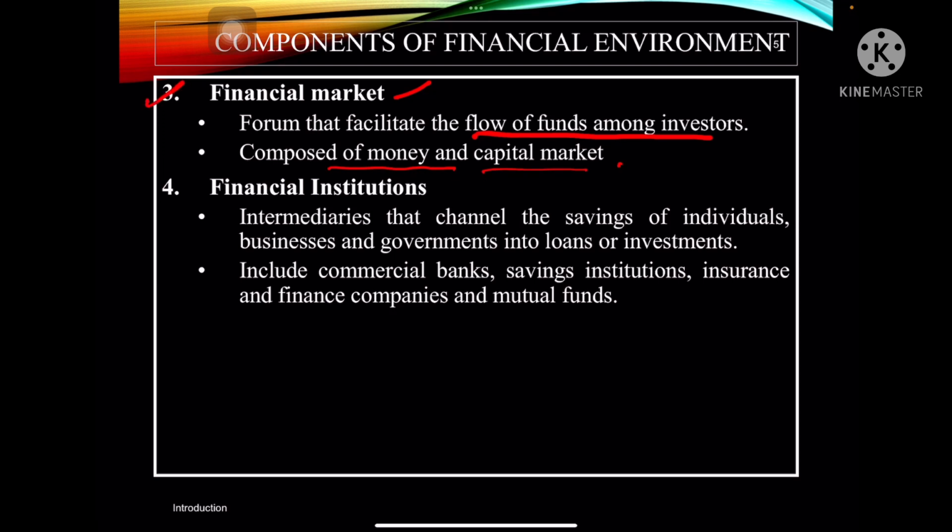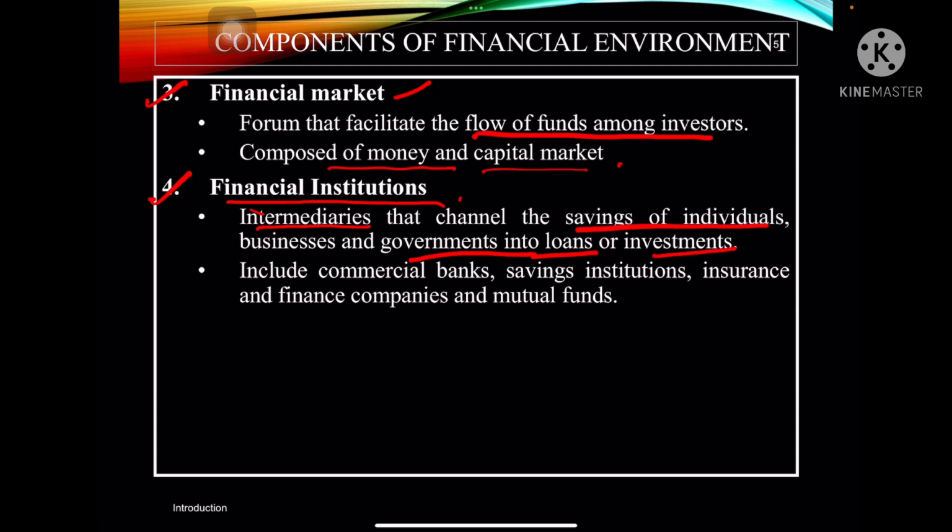All right, number four is the financial institution. So what is a financial institution? It's an intermediary that channels the savings of individuals, businesses, and governments into loans or investments. So the financial institution becomes the intermediary between individuals, businesses, government, and so on. I'll give you a specific example.